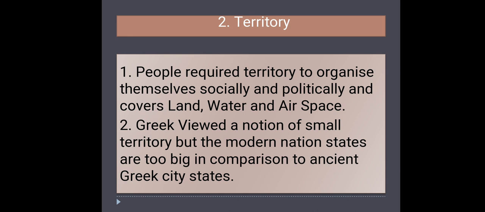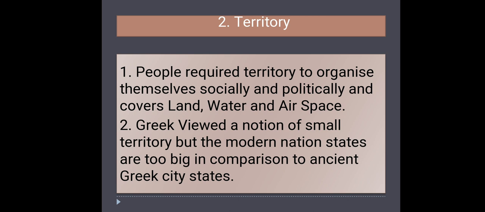Now if we talk about the territory, when we talk about the population, it is actually imperative that people require territory to organize themselves. When we talk about social organization or political organization, this territory is important, and this territory covers the land, the water, and the airspace.